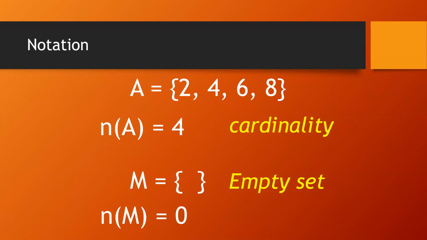We can write the empty set using empty braces, but we can also write the empty set using a special symbol that looks a lot like a 0 with a line through it. That symbol means the empty set, so be a little careful with that. A 0 with a line through it means the empty set. A 0 means the number 0.